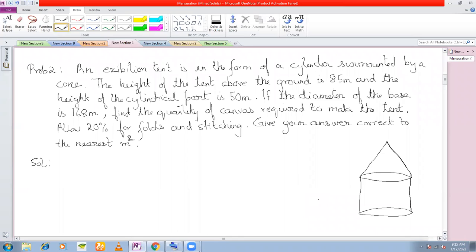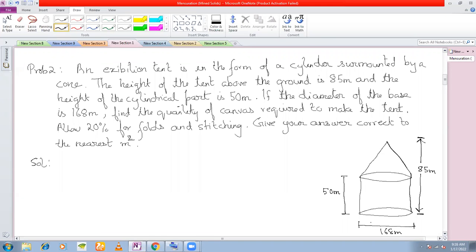The height of the tent above the ground is 85. So this is your ground level, and this is the height. This is the top of the cone. So height is given to be 85 meters. And the height of the cylindrical part is 50 meters. That means this cylindrical part, this height here is 50 meters. If the diameter of the base is 168, that means this diameter here is given to be 168 meters.